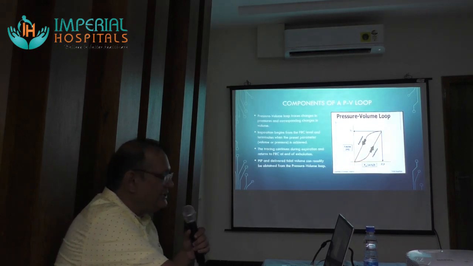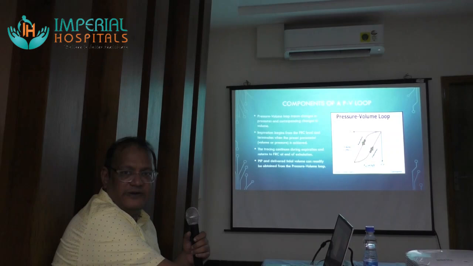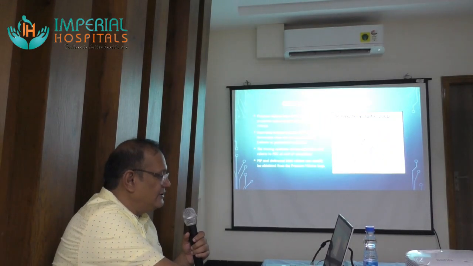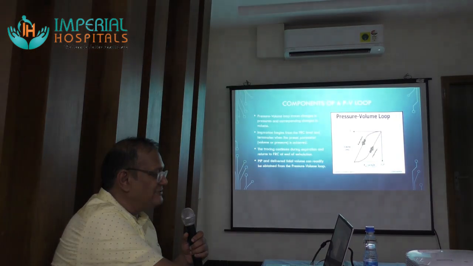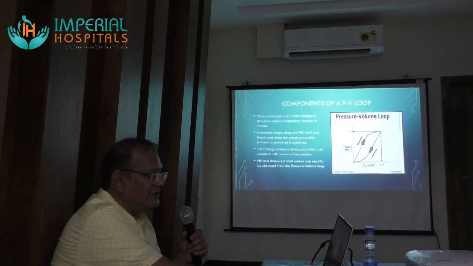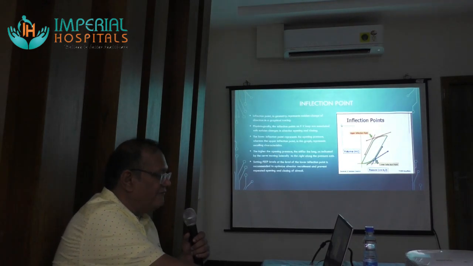So what are the components of a pressure volume loop? There will be the inspiratory limb and the expiratory limb. Inspiration begins at the FRC level and terminates at the preset parameter, the volume you have set or the pressure you have set, like volume control or pressure control. Then the tracing will continue during expiration and return to the functional residual capacity at the end of the expiration. Peak inspiratory pressure and delivered tidal volume can be identified here. On the volume axis, the peak point will be the tidal volume, and on the pressure axis, the peak point will be the peak inspiratory pressure.